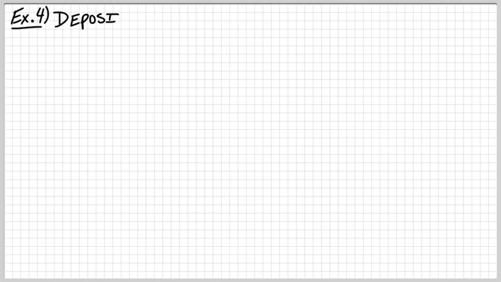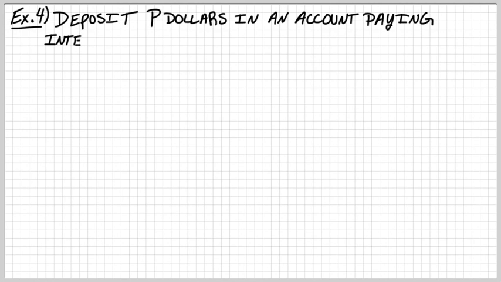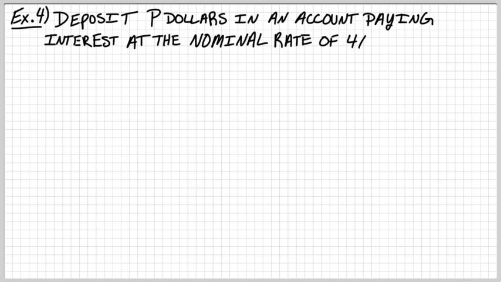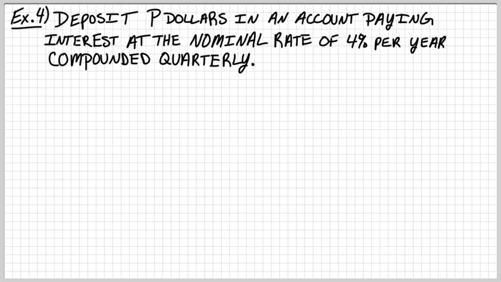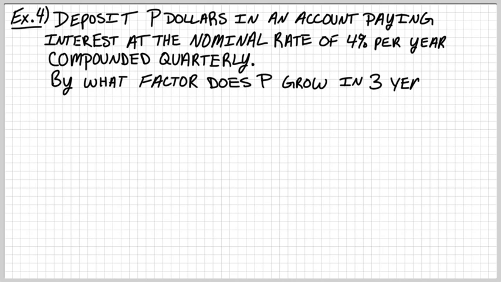All right, example 4. You deposit P dollars. I didn't tell you what P was, but you deposit P dollars in an account paying interest at the nominal rate of 4% per year. And this gets compounded quarterly. I haven't even asked a question yet, so here's the question. By what factor does P grow in 3 years? And I'll give you a hint, it's not 4%. That's only the nominal rate. That's where we start out at. That doesn't take into account all the times that we compound it and so forth.